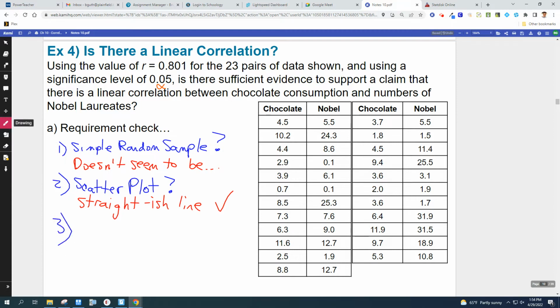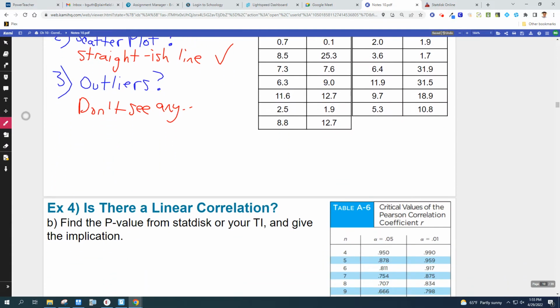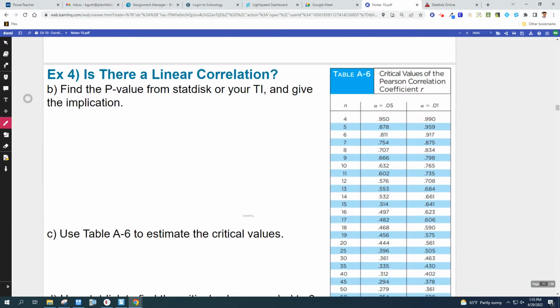Then requirement number 3 was look for outliers. I don't see any. So I think we're pretty good there. All right. Simple random sample doesn't seem to be a simple random sample. That might be a problem. We'll just have to see about that in a little bit.